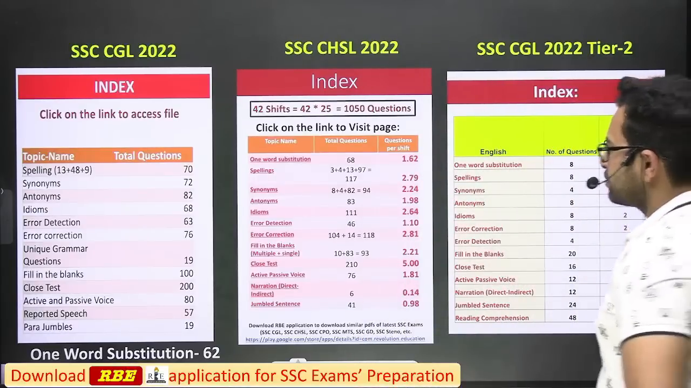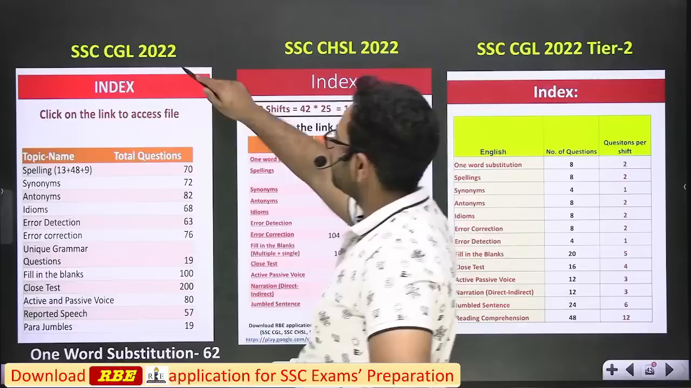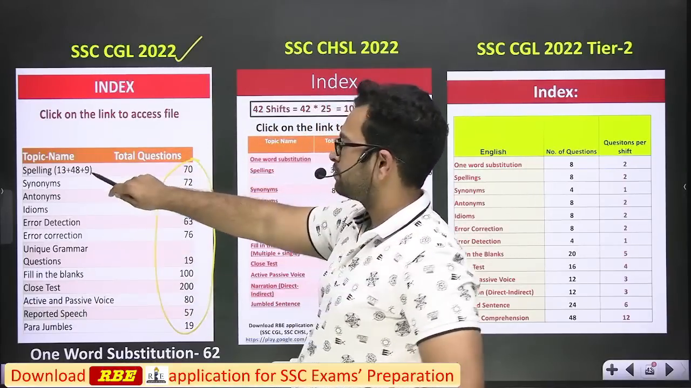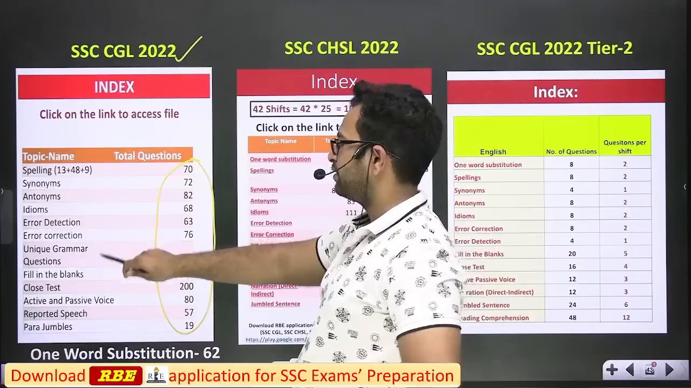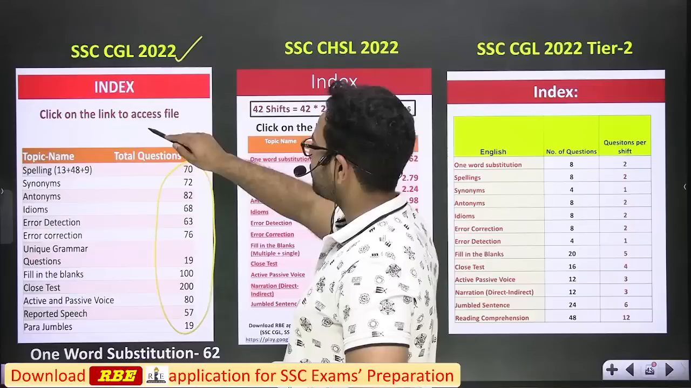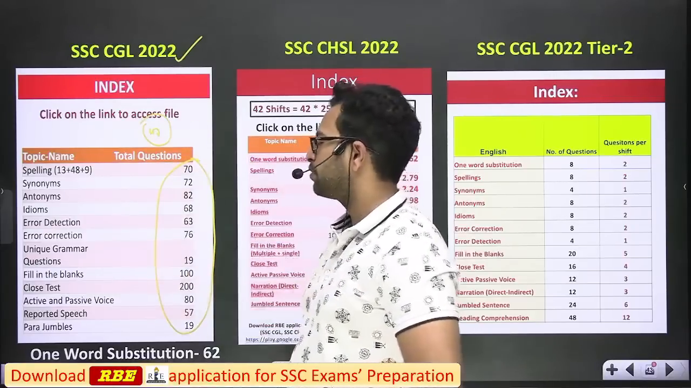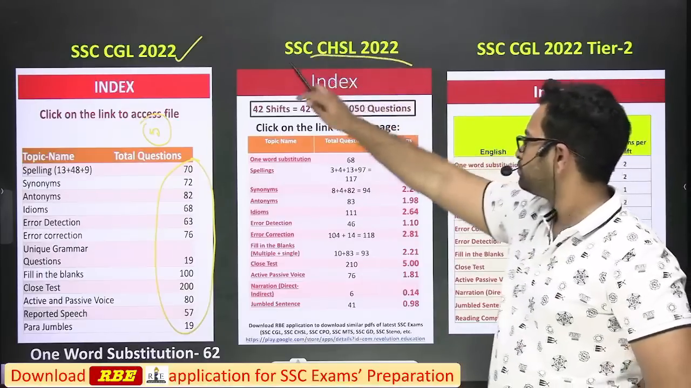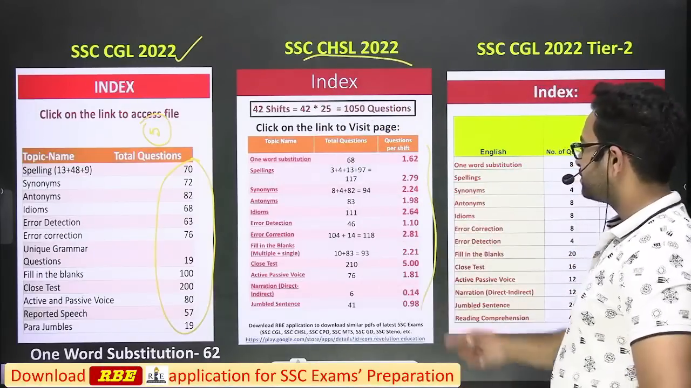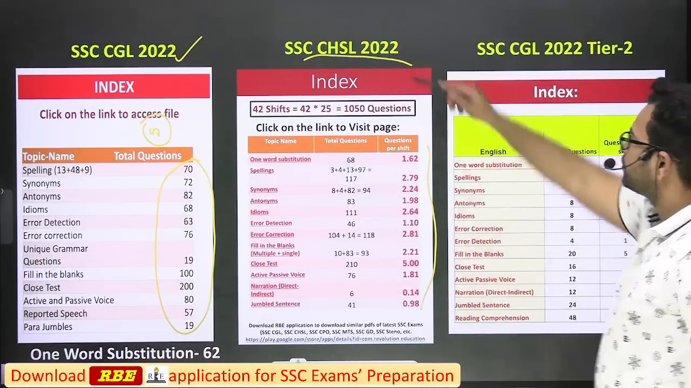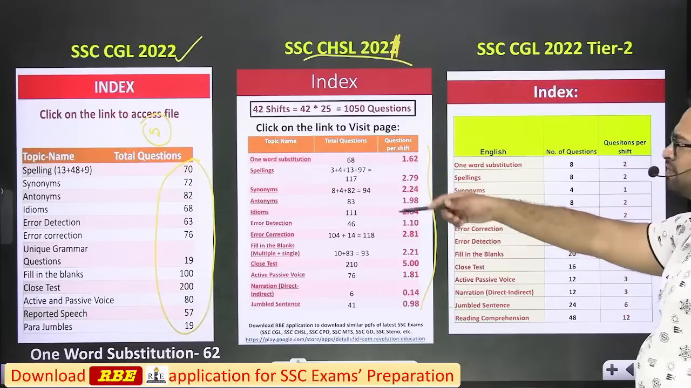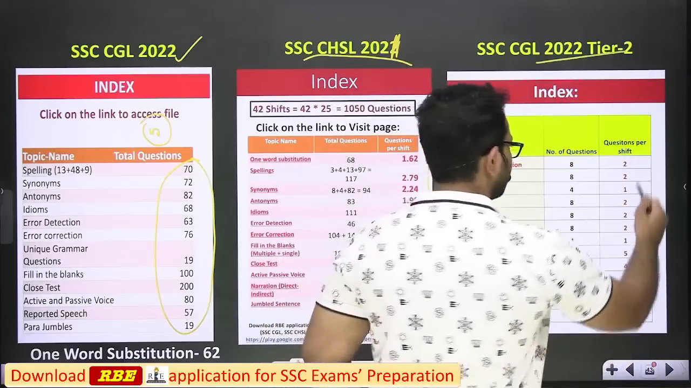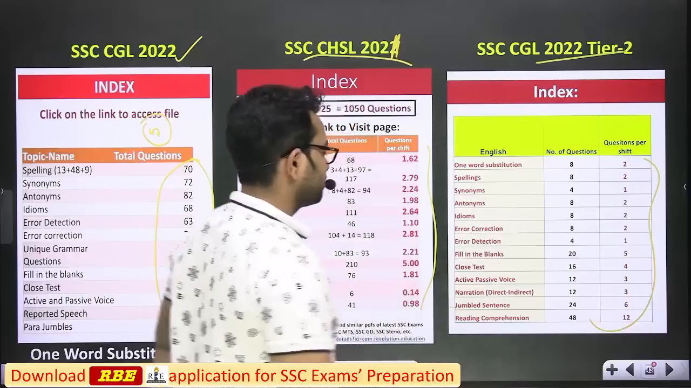Let's come to the English section now. SSC CGL 2022 Tier 1. Number of questions asked from spelling, synonyms, antonyms, idioms, phrase, error detection, etc. If I divide it by 40, you will get the number of questions per shift, right? SSC CHSL 2022. You can check out the weightage here. 2021 is almost the similar weightage. And SSC CHSL, SSC CGL 2022 Tier 2 examination weightage of the topics in English.